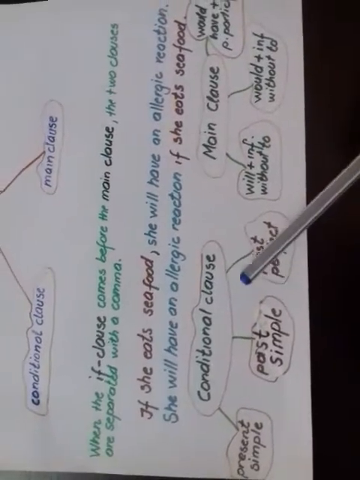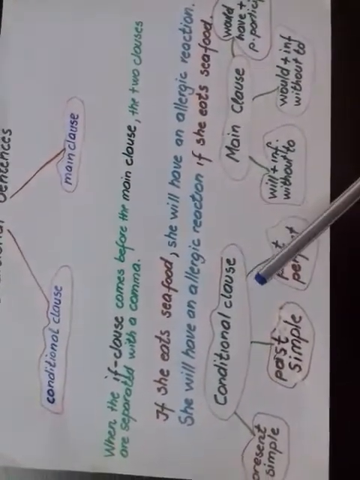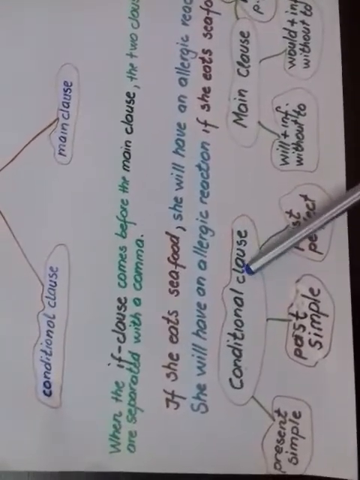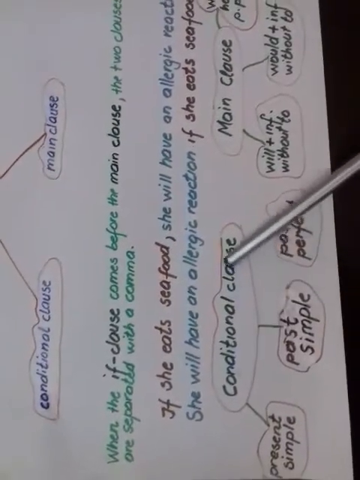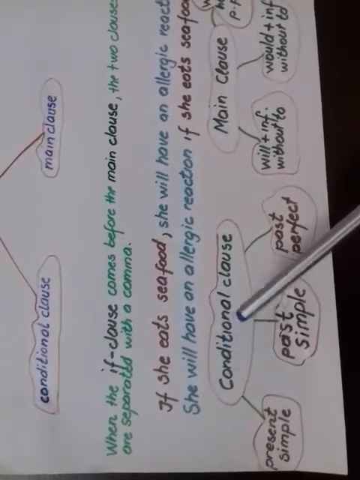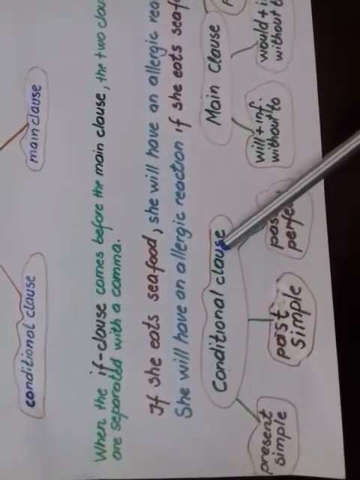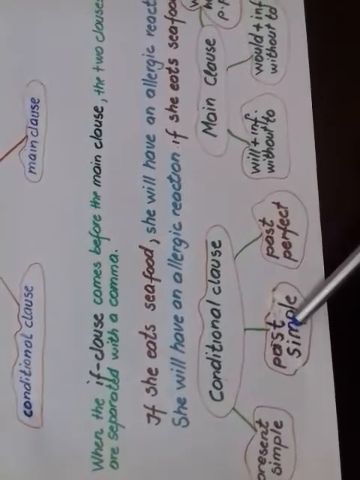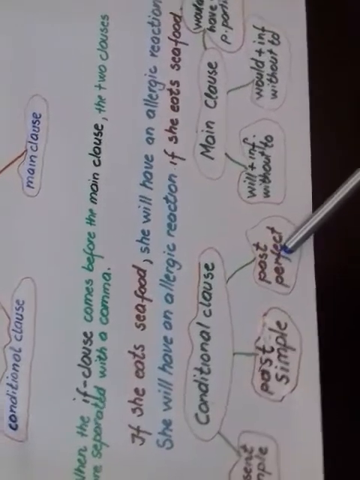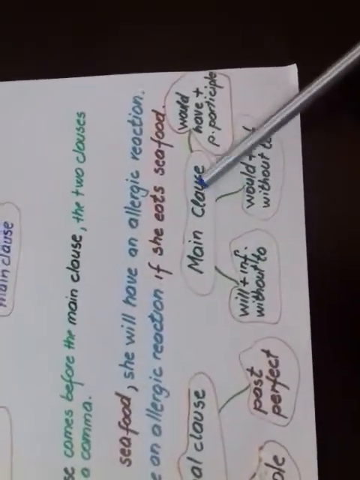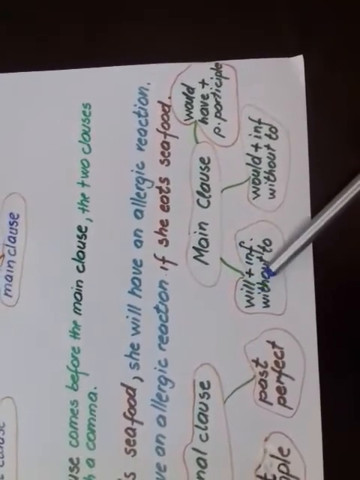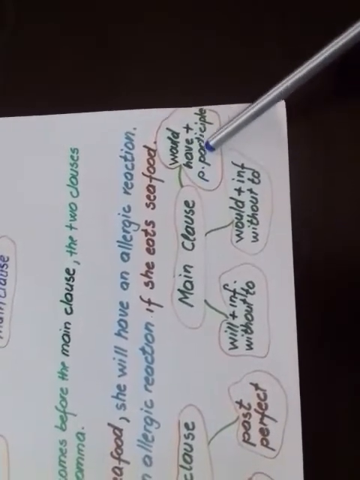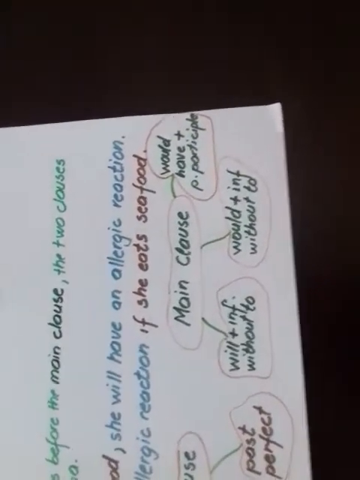So you should never confuse them, and to not confuse them, you should consider that a conditional clause, depending on the type of the conditional sentence, always contains a present simple verb form, a past simple verb form, or a past perfect verb form. While in the main clause, we always include will plus infinitive without to, would plus infinitive without to, or would have plus past participle, of course always depending on the type of conditional.